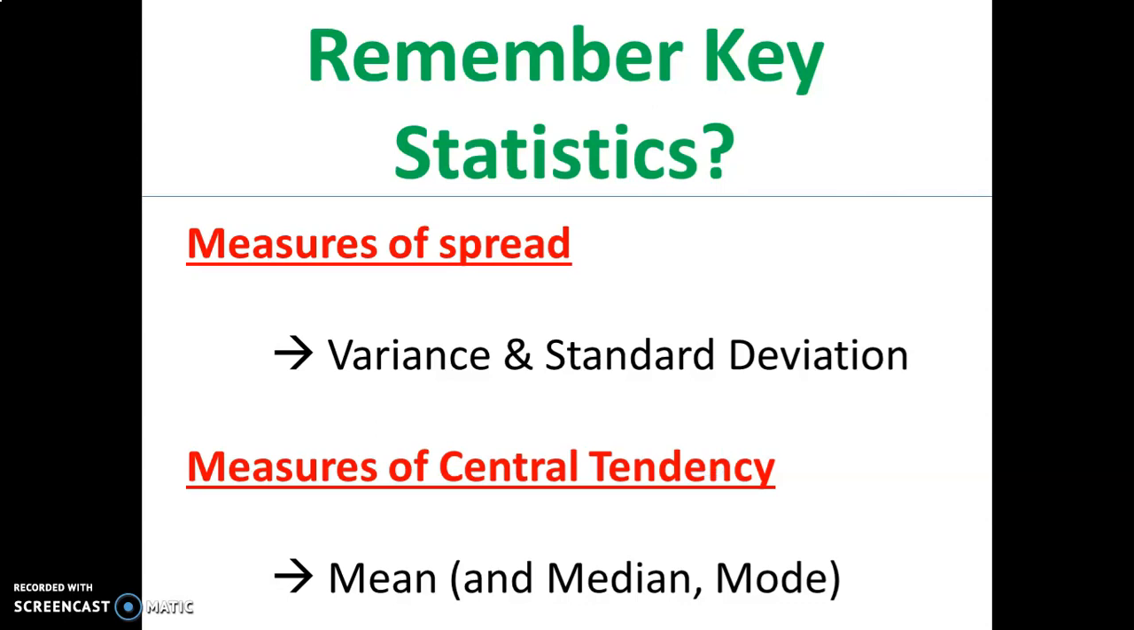Okay, let's remember our key statistics. Way back when we learned statistics, we learned about measures of spread, and the two common ones there were variance and standard deviation. Those tell us how spread out a set of data is. We also learned about measures of central tendency, which tell us where the center of a data set is, and the ones we looked at were mean, median, and mode.